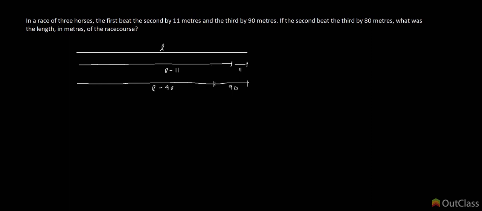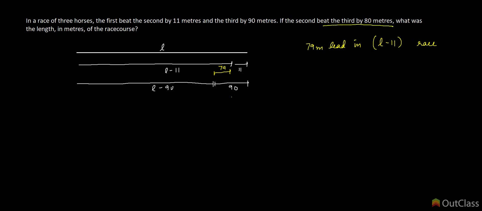Notice that by the time the first horse has done L, the second one has done L minus 11 and the third one has done L minus 90. At this point, second horse is ahead of the third horse by 79 meters. That's a 79 meter lead, not in the full race, but in the L minus 11 meter race. If the race had been for L minus 11 meters, the second one would have beaten the third one by 79. But it's given that the second beat the third by 80 meters.